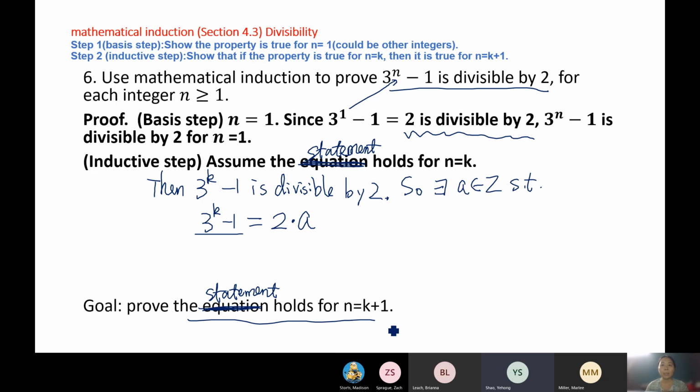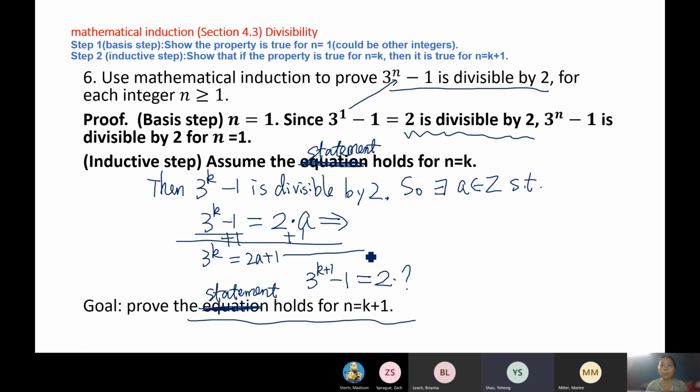We can also write down the statement for n equal to k plus 1, which means 3 to the k plus 1 minus 1 is equal to 2 times some integer. Okay, is divisible by 2, or you can factor 2 out of there. There are two possible ways you can do. From this expression, you can add 1 to both sides. And that's going to give you 3 to the k equals 2a plus 1. That's one way.